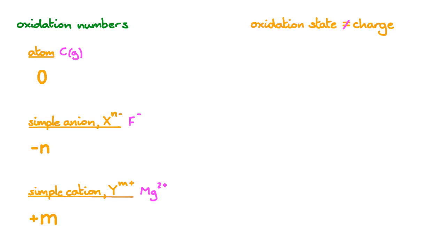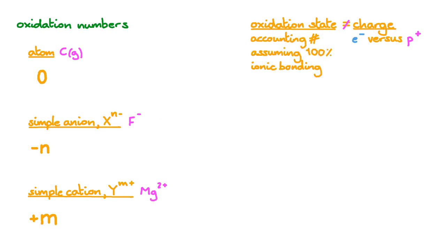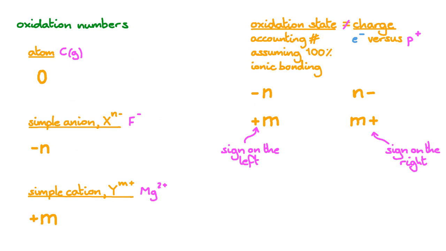It's crucial to remember that an oxidation state is not identical to a charge. The charge of an atom or ion is its overall charge based on the relative number of electrons and protons, while oxidation state is part of an accounting system that assumes we're dealing with 100% ionic bonding. We write oxidation numbers with the sign on the left-hand side of the number, and we write charges with the sign on the right-hand side. Of course, there are plenty of situations where the oxidation number and the charge of an atom or ion are the same, but we need to distinguish between the two because they have different meanings.